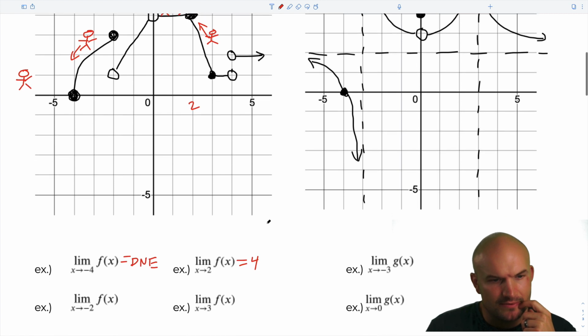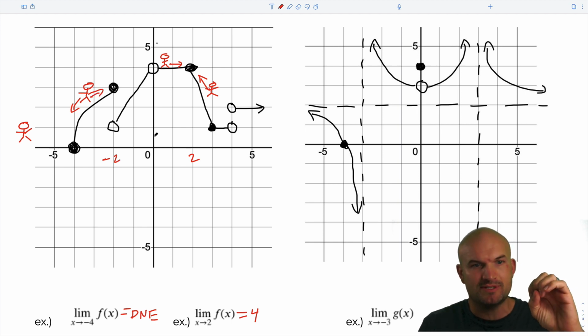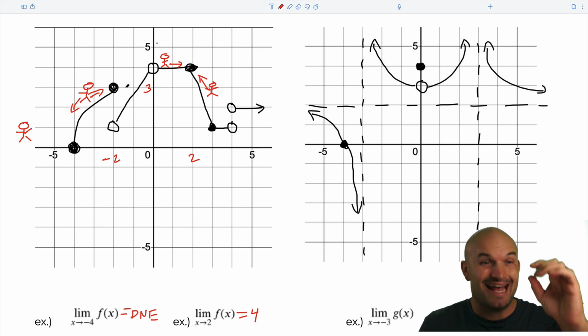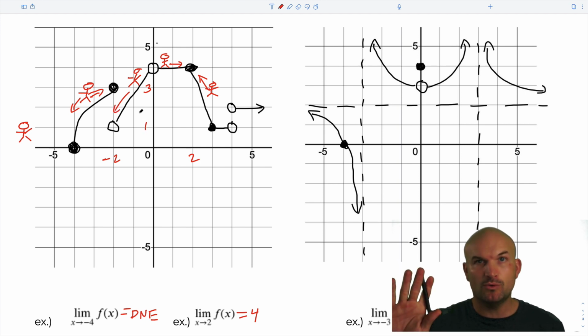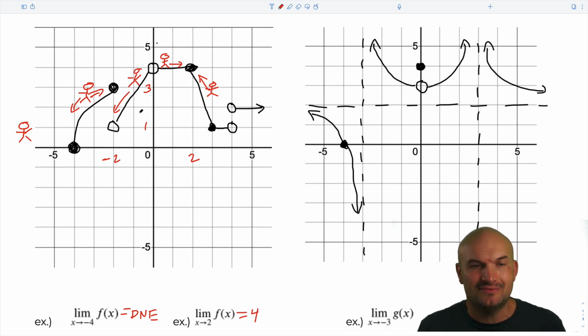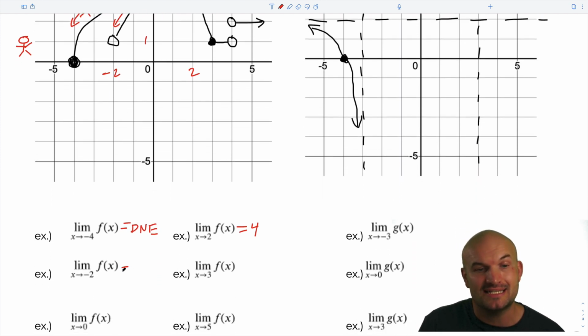Now let's do the next one, which is -2. So -2 is over here. Now it gets interesting because as this person's walking toward -2, they're going up to what? 1, 2, 3. As this person is getting closer and closer to -2, what are they approaching? From the right, they're approaching 1. From the left, they're approaching 3. Well, that means there is no one exact value. So therefore, the limit in that example does not exist.